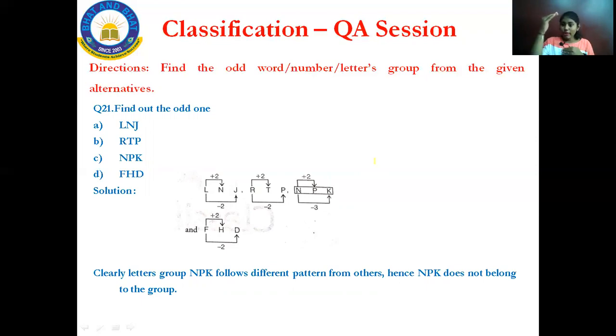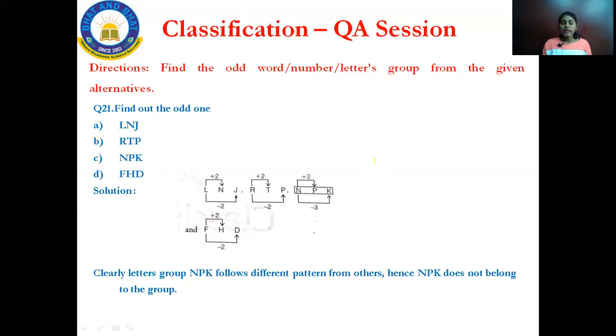At what number you have added, at the same, vice versa, you have to subtract by the same number. If you add the 3 at the top, vice versa you have to subtract the same number, 3 itself, at the bottom. Now come to option D also, that is FHD. The difference between F and H is plus 2. The addition between F and H is 2, and then subtraction is minus 2. This is how you have to answer.